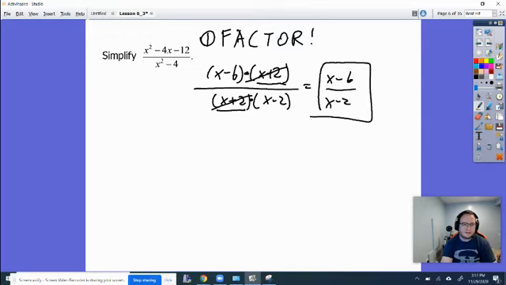Okay, now if I needed to show excluded values here, my excluded values would be -2 from the first one, +2 from the second. So for simplifying, factor it, and then cancel out what you can. That's really it for those.